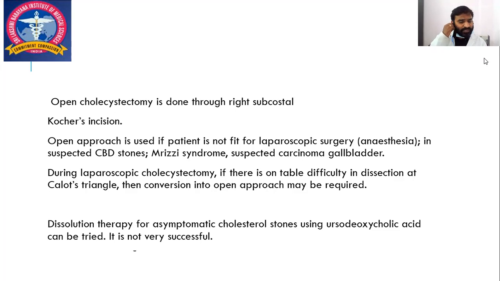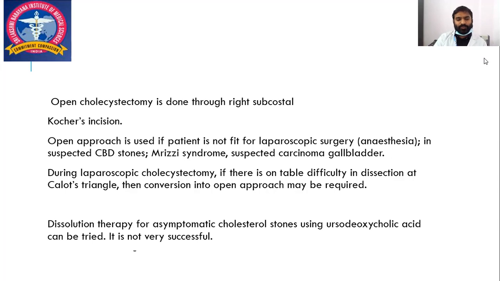During a laparoscopic cholecystectomy, if there is any on-table difficulty in dissection of Calot's triangle, Calot's triangle is formed by the common hepatic duct, the cystic duct and the base of the liver, which contains the cystic artery and the lymph node of Lund. When there is a difficulty in dissecting this area, then conversion into an open approach may be required.